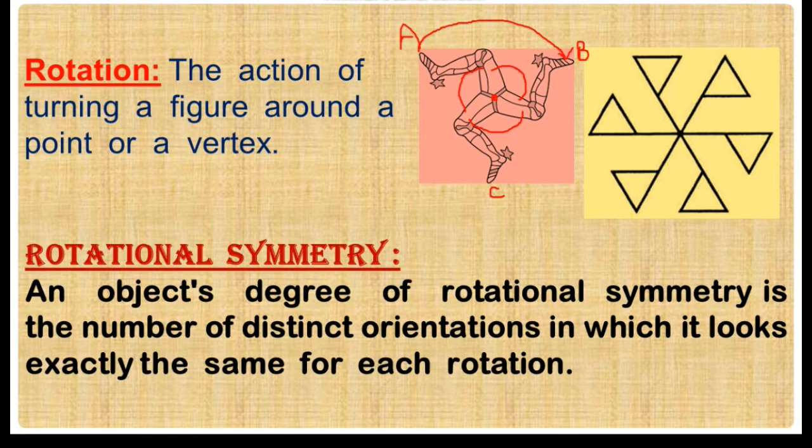Now how to calculate this order and rotation? If you have understood that the order of symmetry is 3, just divide the complete rotation, 360 degrees, by 3 and you will get the angle of rotation.